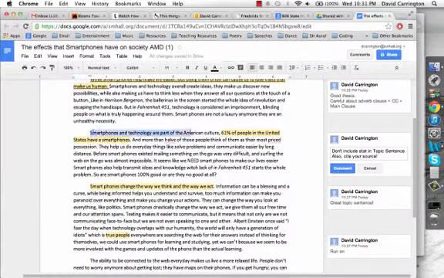I like what you say here initially: "Smartphones and technology are part of American culture." Definitely true, and you're going to talk about how they're woven into American culture. But then you tack on the statistic here, and I think that statistic should not be in your topic sentence. It's too specific for a topic sentence. Topic sentences should be more of a general overview of the paragraph.